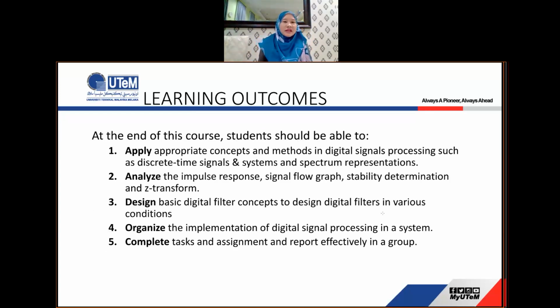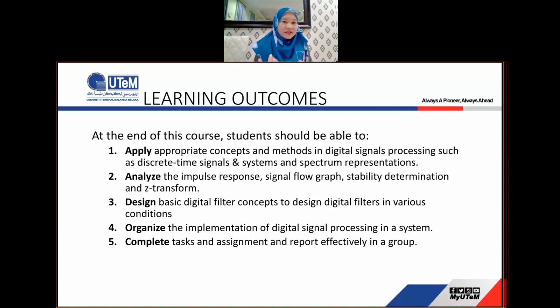So what is this subject all about? As the learning outcome, this subject will introduce you the key concept of digital signal or DSP fundamentals from a theoretical and also the practical point of view.